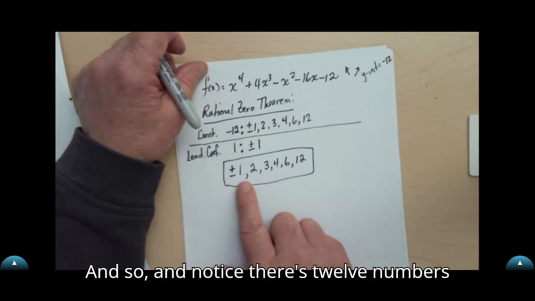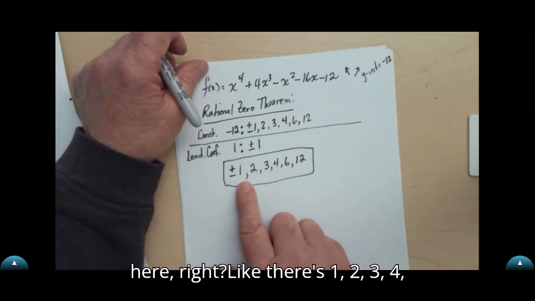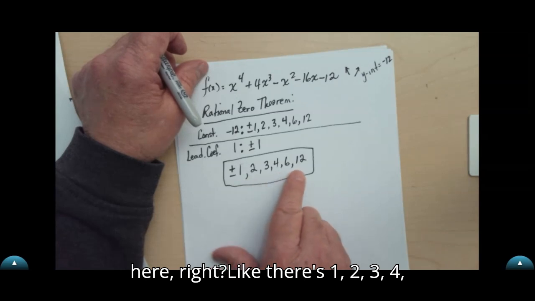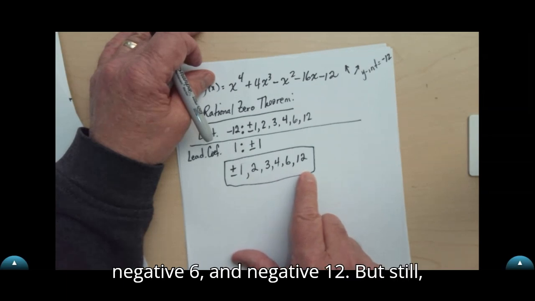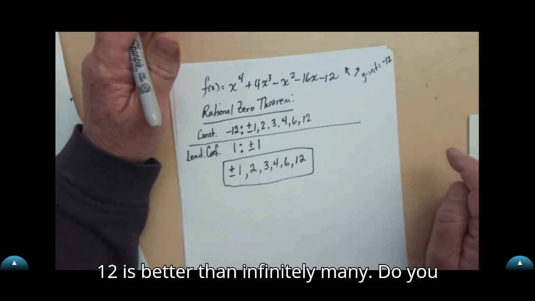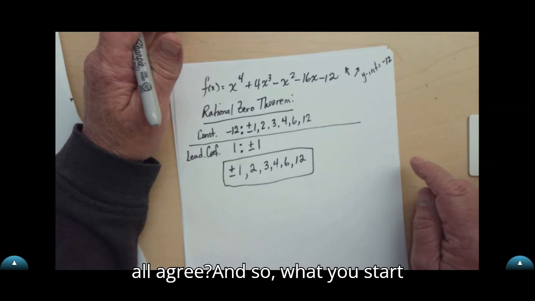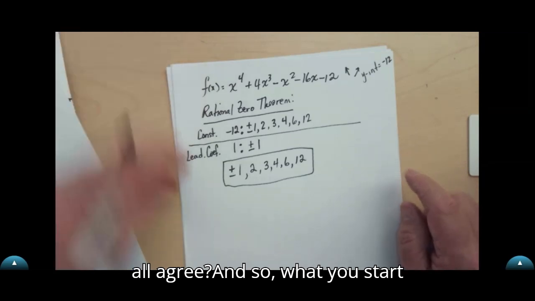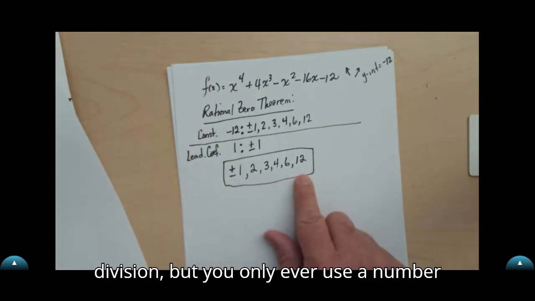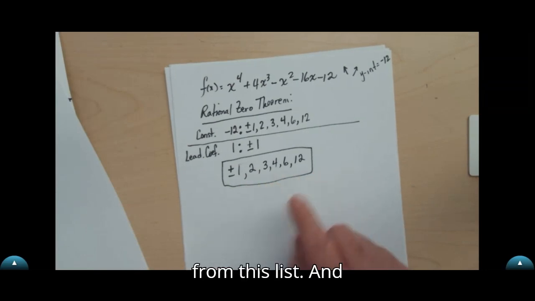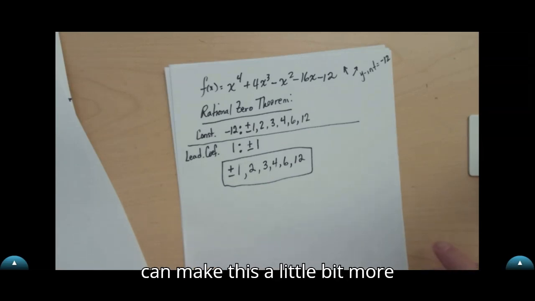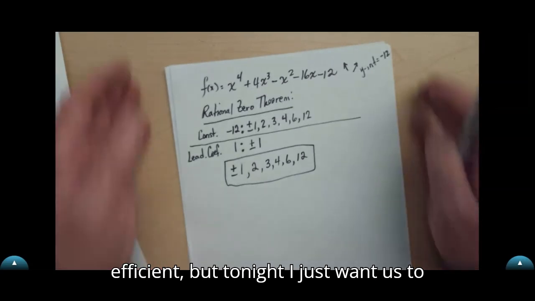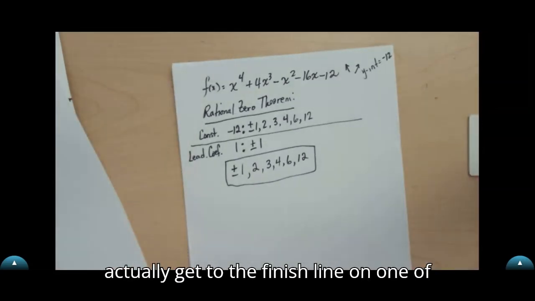And notice there's 12 numbers here, right? Like there's 1, 2, 3, 4, 6, and 12, but there's also -1, -2, -3, -4, -6, and -12. But still, 12 is better than infinitely many. Do y'all agree? And so what you start doing is you start doing synthetic division, but you only ever use a number from this list. And I'll try next week to show you how you can make this a little bit more efficient. But tonight, I just want us to actually get to the finish line on one of these.